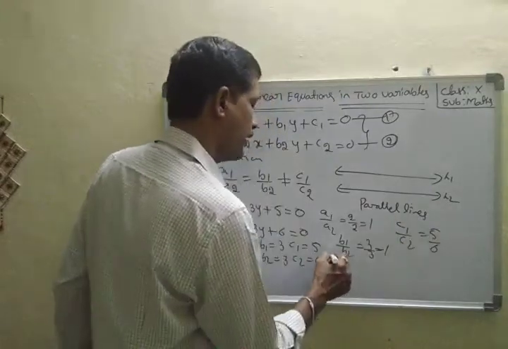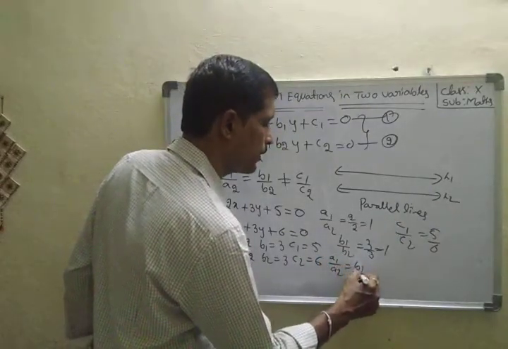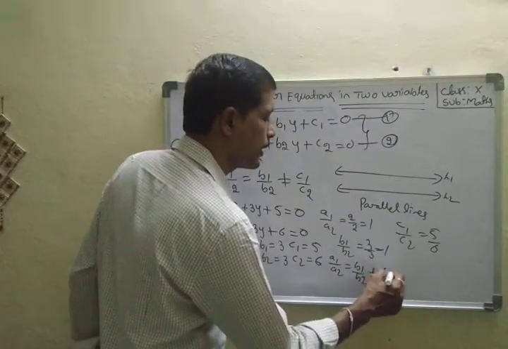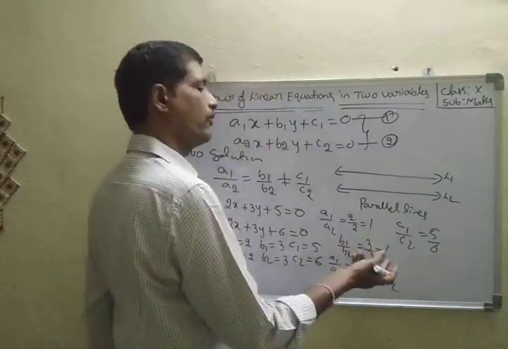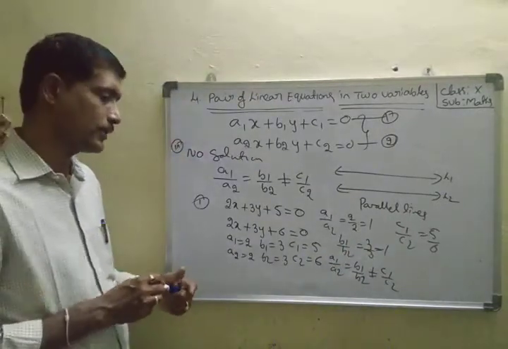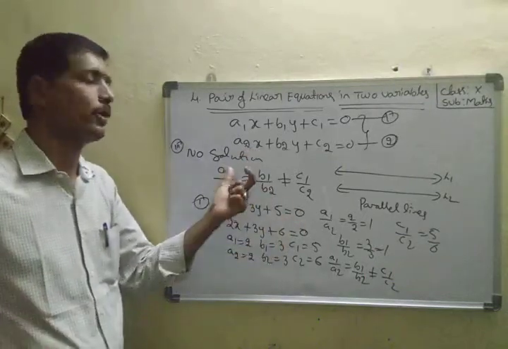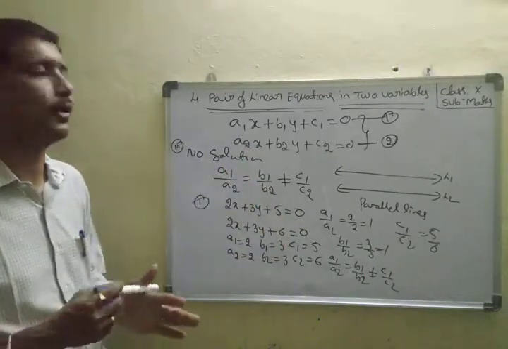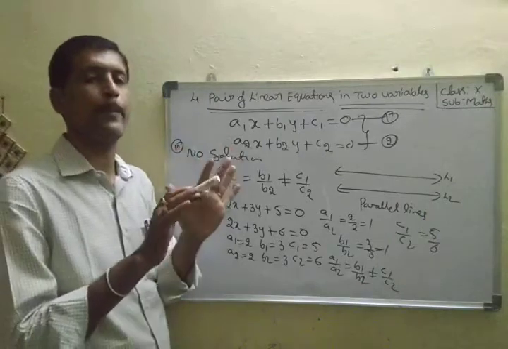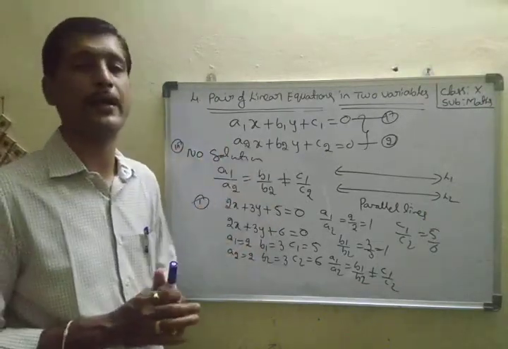Therefore here a1 by a2 equal to b1 by b2 but not equal to c1 by c2. Here 1 equal to 1 but here 5 by 6 is there. Therefore the condition is a1 by a2 equal to b1 by b2 not equal to c1 by c2. Therefore no solution, and the two lines are parallel lines. The graph of those equations is parallel lines.